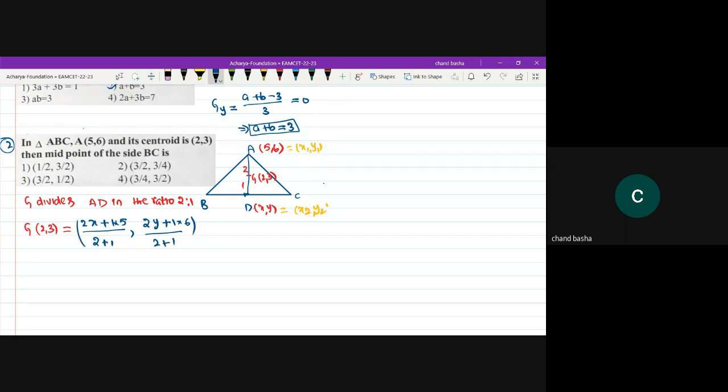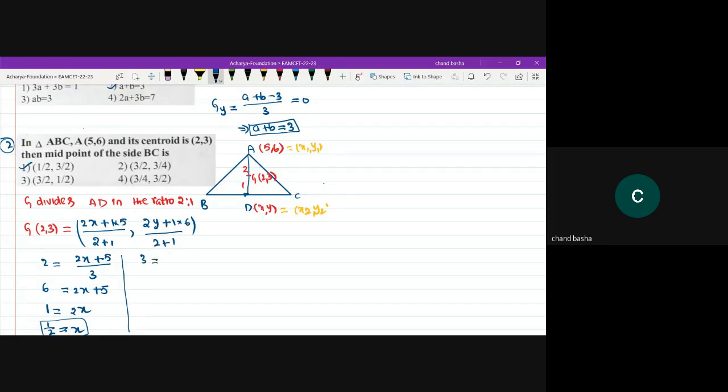So equating the corresponding coordinates, 2 is equal to 2x plus 5 divided by 3. That is, 6 is equal to 2x plus 5. So 6 minus 5 means 1 is equal to 2x. So x is equal to 1 by 2. That's enough to identify your option. The x value 1 by 2 exists in the first option only, because the other options are 3 by 2, 3 by 4, 3 by 2. Similarly, you can equate the y coordinates also.